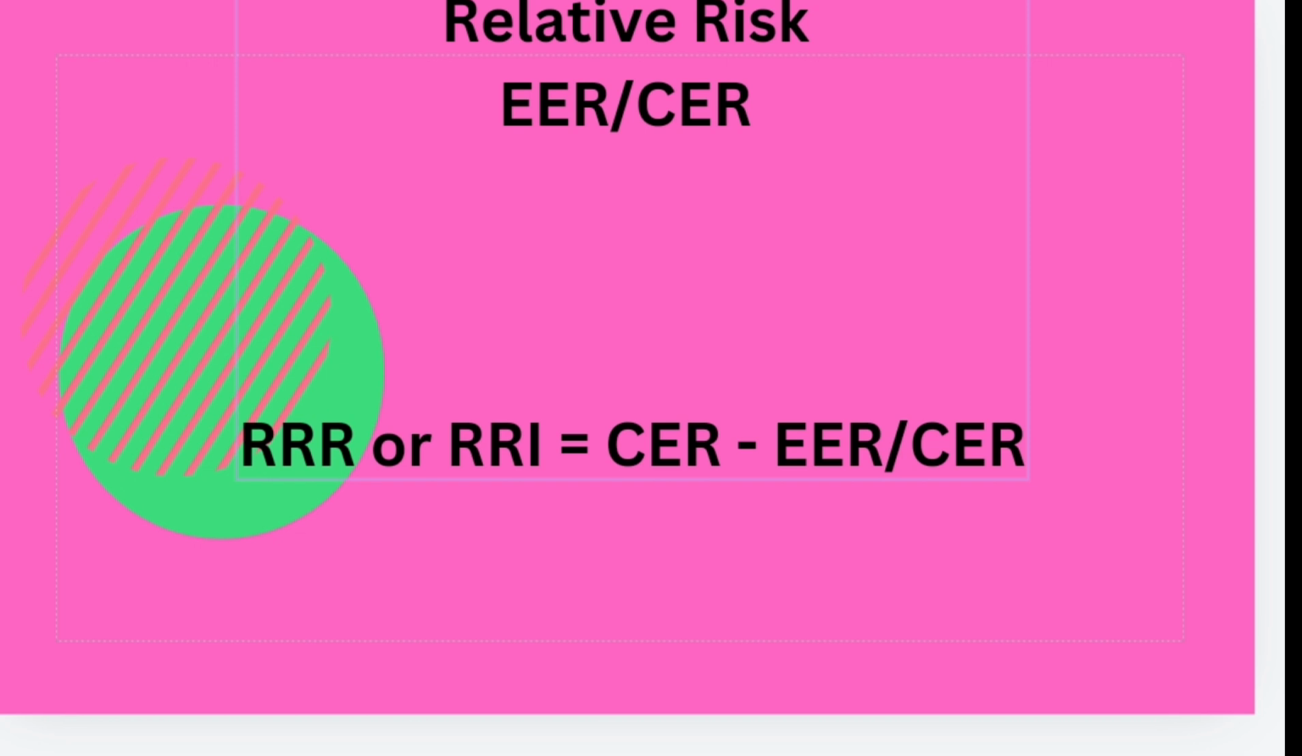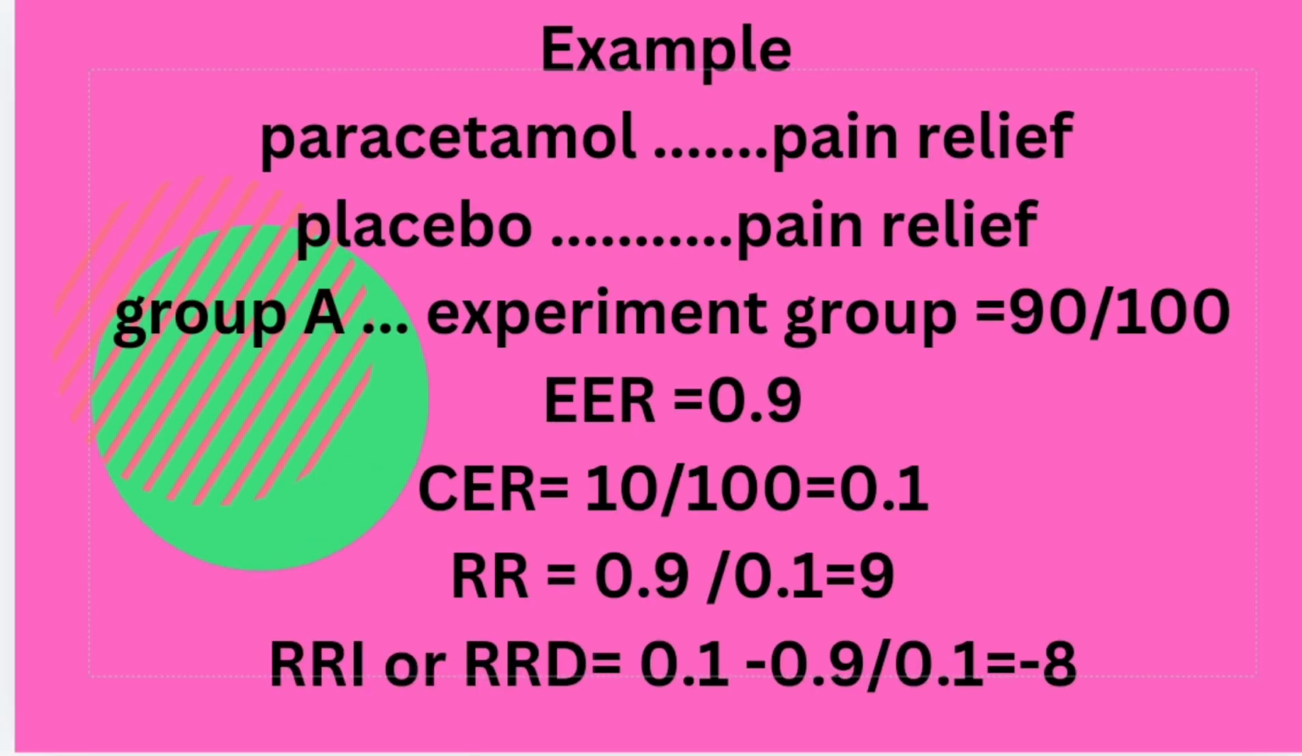Suppose we have got 100 people who are using paracetamol, they had pain, and out of these 100 people, 90 people had pain relief. So the experimental event rate, where the event is pain relief, is 90 divided by the total paracetamol group, that is 100. So experimental event rate will be 0.9, while among the people who were using placebo, only 10 people got pain relief. So control event rate will be 10 out of 100.